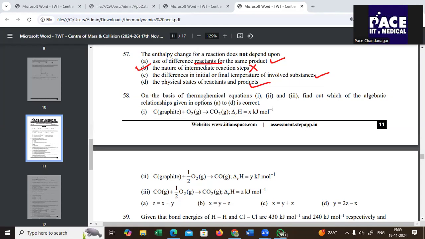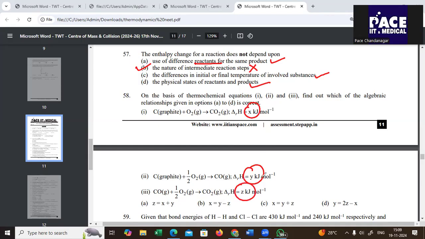Now question 58: on the basis of thermochemical equations 1, 2, and 3, find out which of the algebraic relations will give this. So how do we do that? We will go with the same equations. We are given C of graphite plus O2 giving CO2, and the second one is graphite plus half O2 will give you CO, carbon monoxide, and carbon monoxide plus half O2 will give you CO2. Here it is X, here it is Y, and here it is Z.